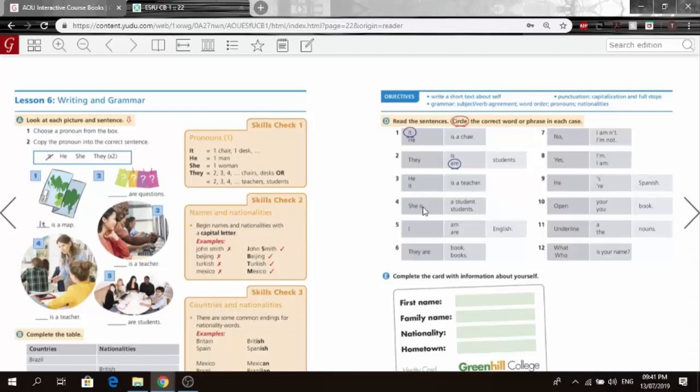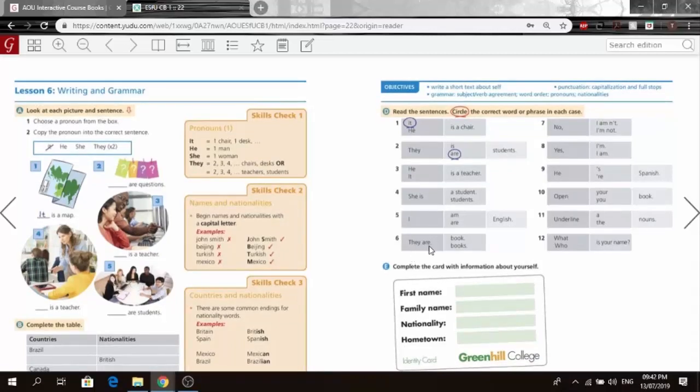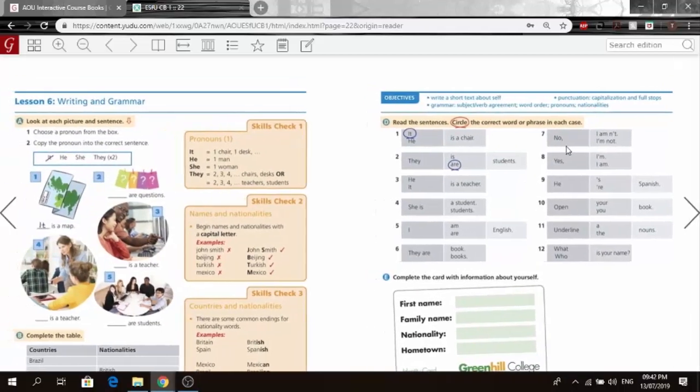So, she is a student because is obviously goes with singular. Don't even think twice about it. Am English. You can't say I are, never. Okay? So they are books because plural. So I can't say they are book. Number 7. No, I am not, or I'm int. I can't say int. So I'm not. Okay? 8. Yes, I am.